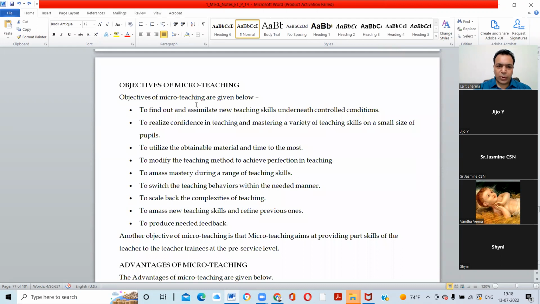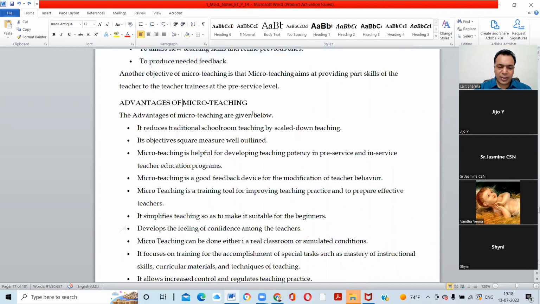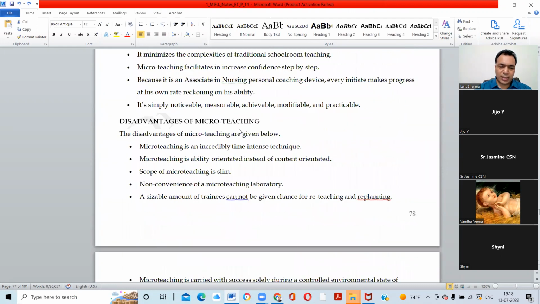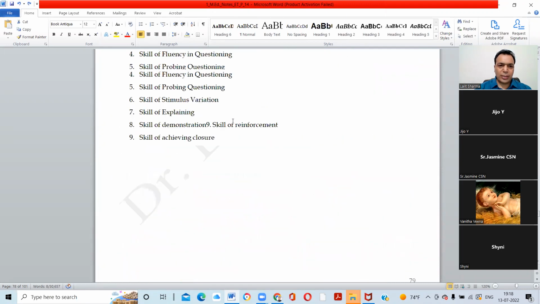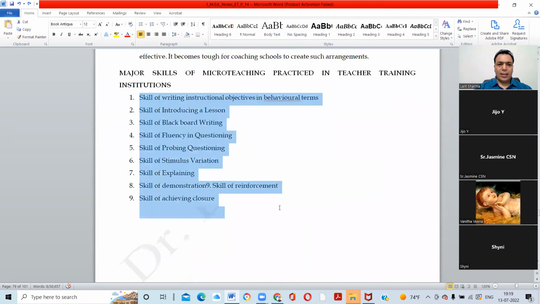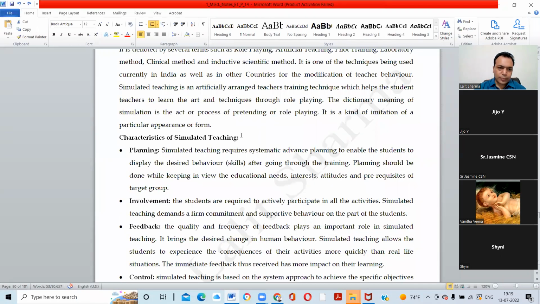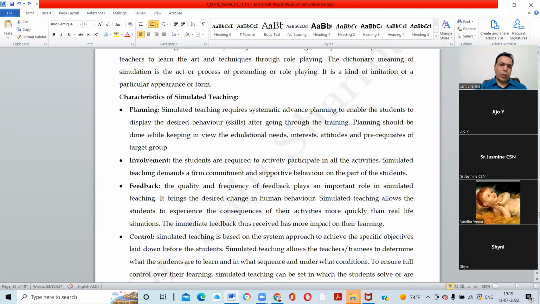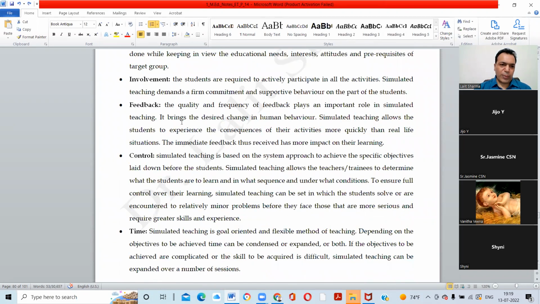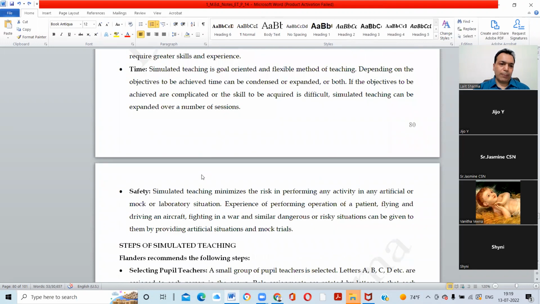Objectives of micro teaching, you can learn it. Advantages of micro teaching, then disadvantages. These are teaching skills, right? All the teaching skills. Simulated teaching, I have discussed simulated teaching also. You know what happened in simulated teaching? Planning, involvement, feedback, control, time.